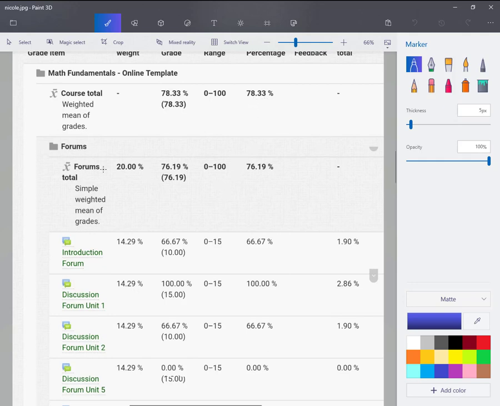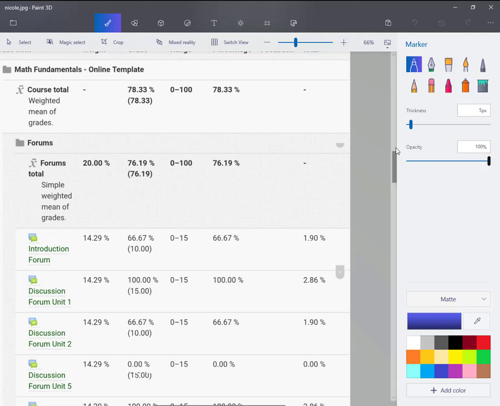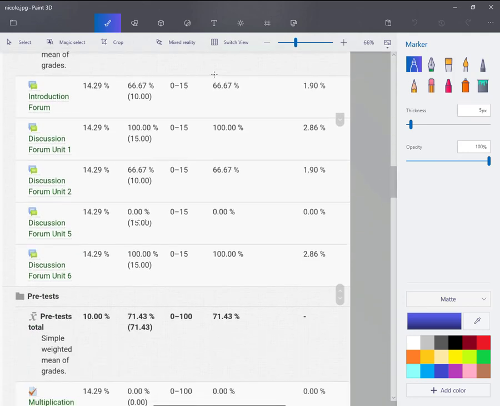And notice you can see that the forums are worth 20%, and all of the forum grades added together and divided by the number that there is, so the average is 76.19. What is important about this is that you can go through, and each one of these that you're seeing is where the grades are found for each of these assignments. So the introduction forum, this person made a 66.67. The first forum, they made a 1. Unit 2, they made a 66.67. They didn't do the 5th forum, and the 6th forum, they made 100.